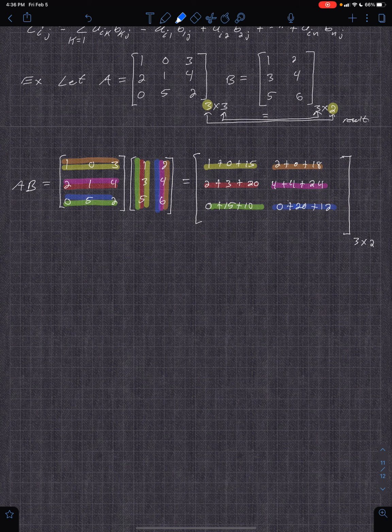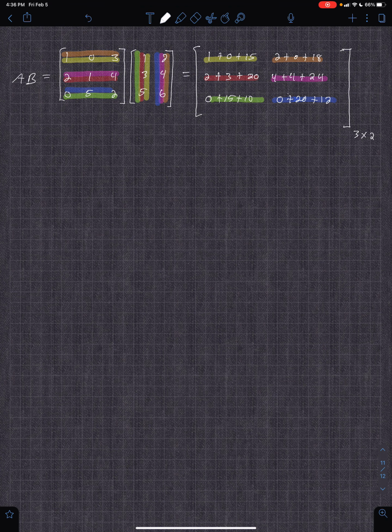Okay, so that's your matrix multiplication. And then you, of course, multiply it all out, and you get whatever result that is. I'll just write out what I got. I got 16, 20, 25, 32, 25, and 32. Okay, which is a 3 by 2 matrix.